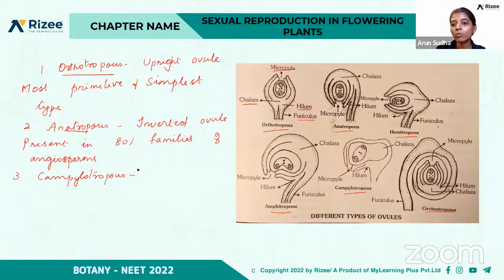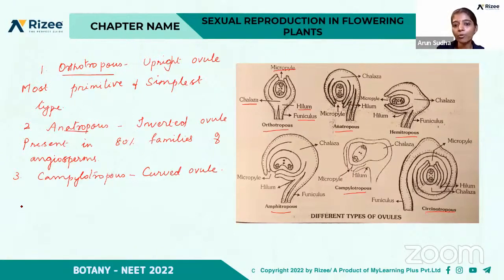Campylotropous. So it is also called curved ovule. Campylotropous is a curved ovule. If you see the structure, this is the Campylotropous. So they are not present in a straight line. Micropyle and chalaza are not present in a straight line, and it is a curved ovule. That is the Campylotropous ovule.